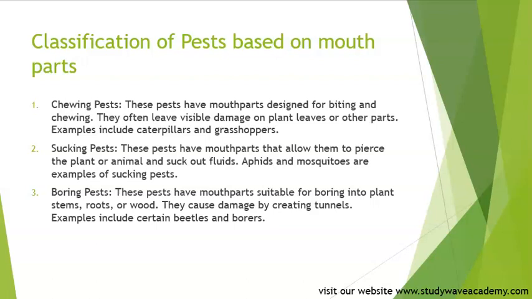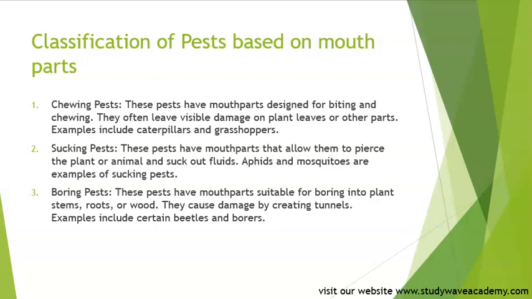Second, we have sucking pests. These pests have mouth parts that allow them to pierce the plant or animal and suck out fluids. Aphids and mosquitoes are examples of sucking pests. Some pests have mouth parts for piercing and sucking plants or animals.